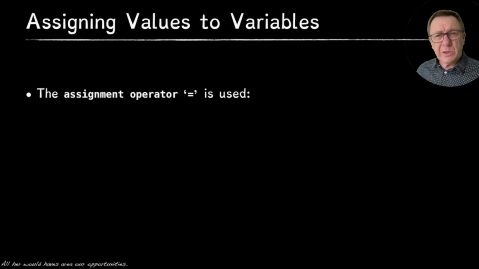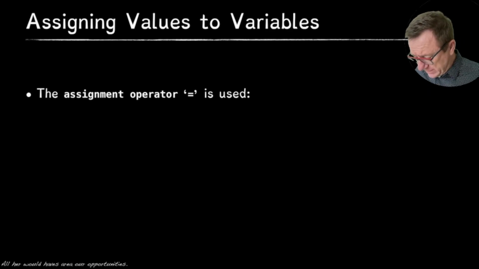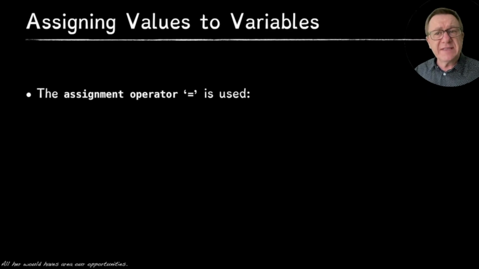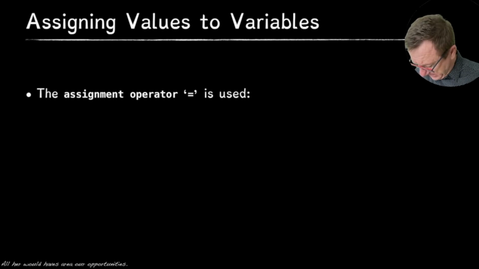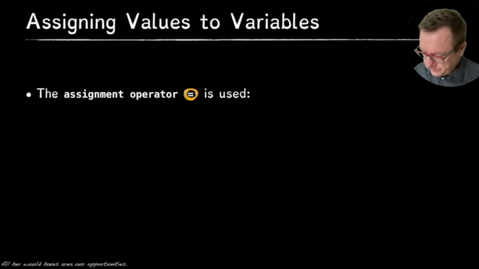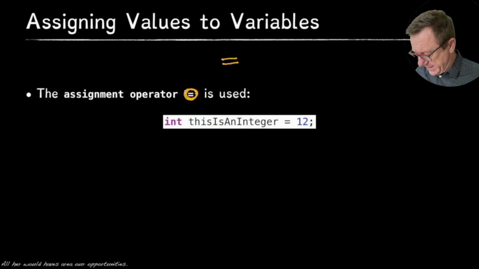Now, how do we go about assigning values? How do we get stuff into them? Okay, so to do that, we use the assignment operator. Okay, now the assignment operator is that one there, like that. And most of us call it the equal sign, but in programming, it's the assignment operator. And you'll see why it's the assignment operator.